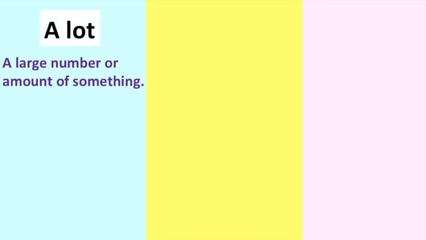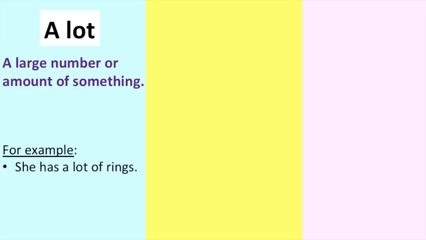A lot. This means a large number or amount of something. So it just means many, or it can even refer to how often you do something. For example, she has a lot of rings. She has a large number of rings. She has many rings. They all mean the same thing. Another example is, I have a lot of friends at school.